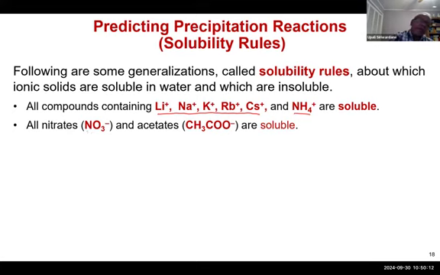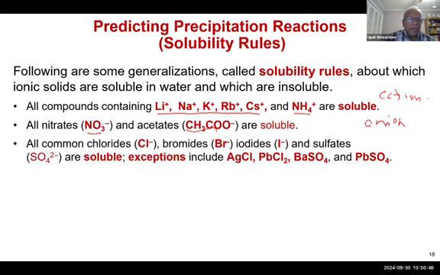Any ionic compound with the anion... these are cation-based rules. These are anion-based rules. Anything nitrate, anything acetate is soluble. You can forget about the cation. Anything acetate, anything nitrate is soluble. For other anions, these are for sure soluble.